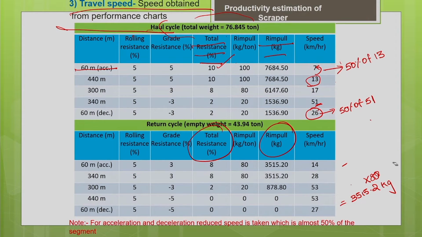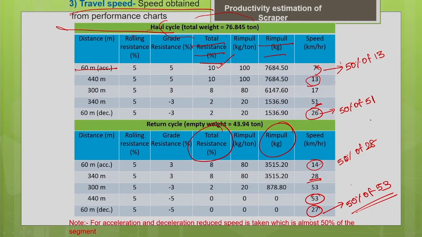Similarly, for your return travel, this is the initial segment, take it as 50%. The 14 is nothing but 50% of your 28. Similarly, the last segment, 27, you take it as 50% of the previous one, 53. So that will give you 27 approximately. So for acceleration and deceleration, reduced speed is taken, which is almost 50% of the segment. We have discussed the reason already earlier.